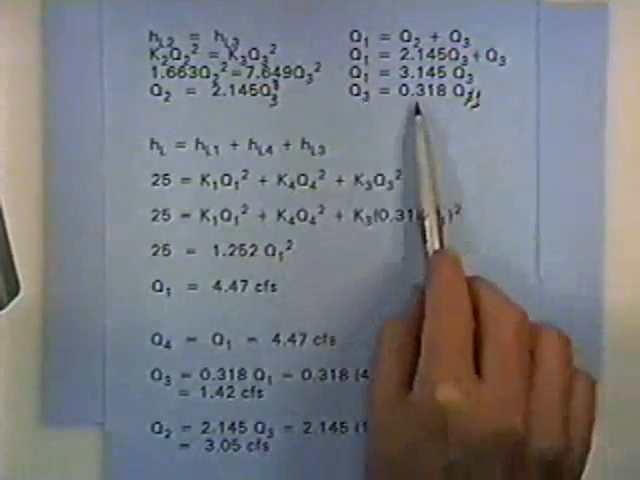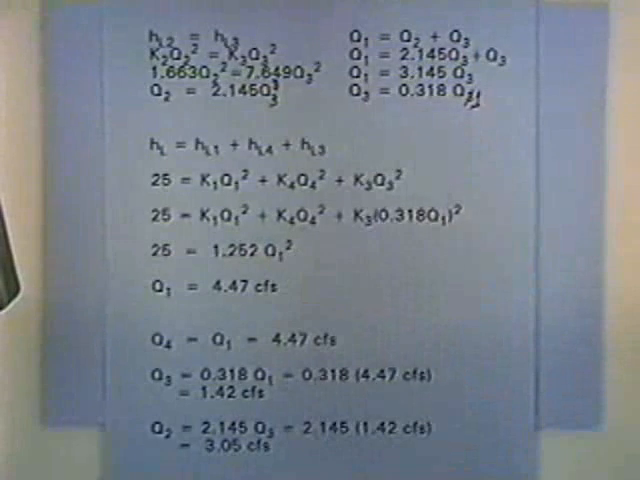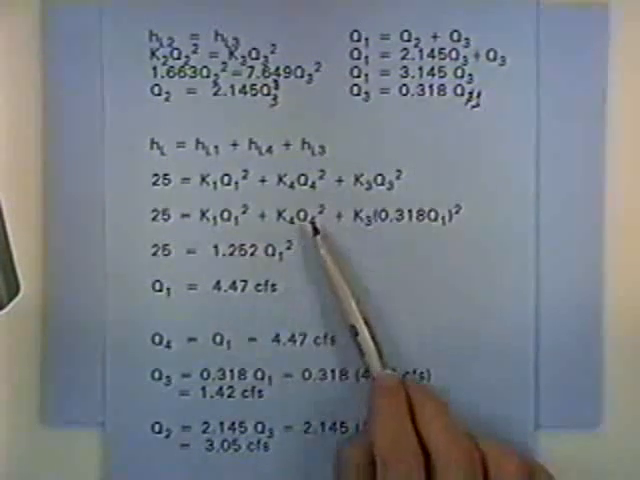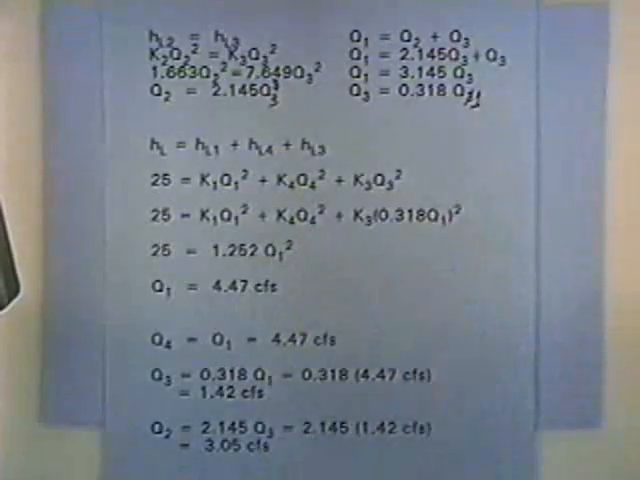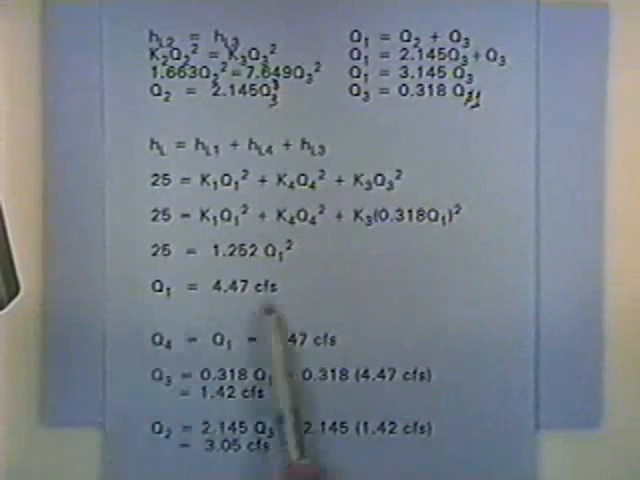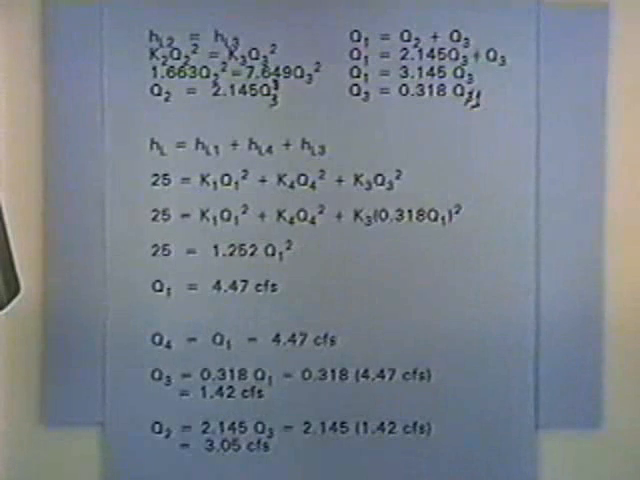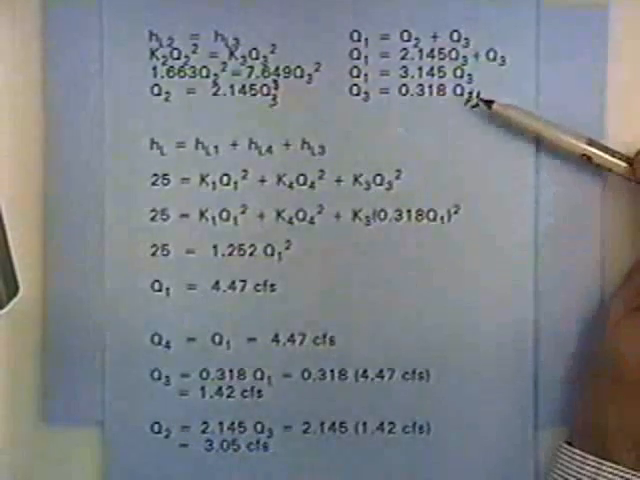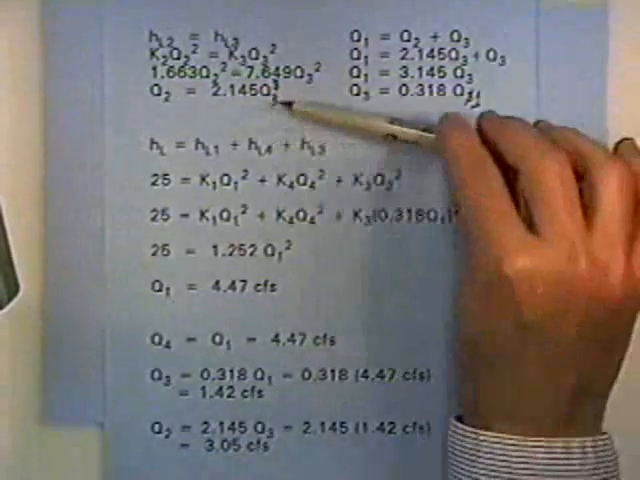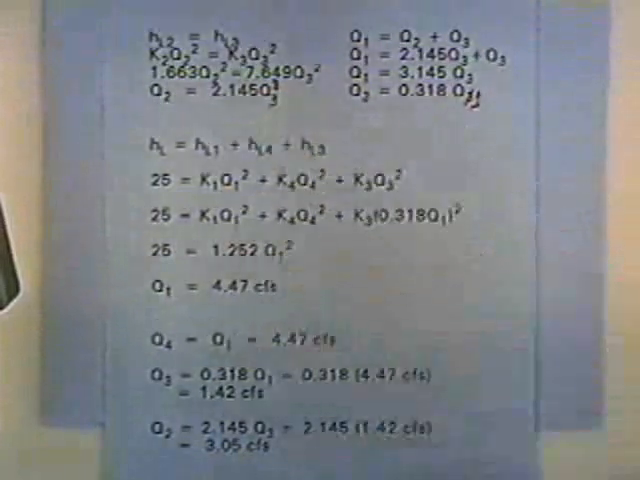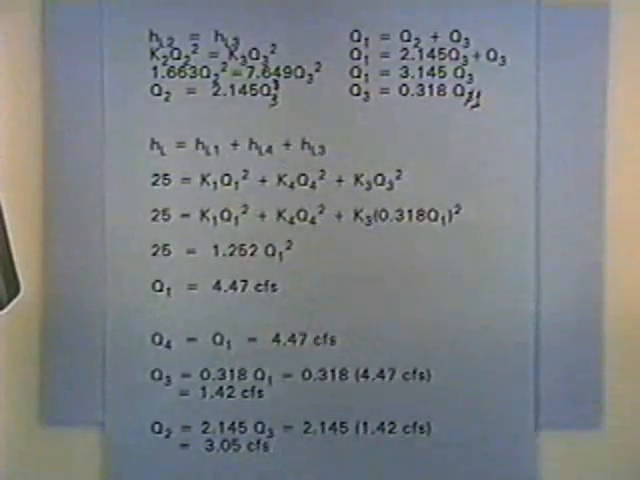And we know that Q3 is 0.318 times Q1 from that computation. And so we can plug in a Q1 for Q4. We can plug in this expression for Q3. And having done that, the only unknown will be Q1. And so we get a Q1 of 4.47 cubic feet per second. Q4 is equal to Q1, 4.47 cubic feet per second. And then we can go up to this expression, knowing Q1, plug it in to get Q3. Go back over to this expression, knowing Q3, plug it in to get Q2, and we got the flow rates in all the pipes.